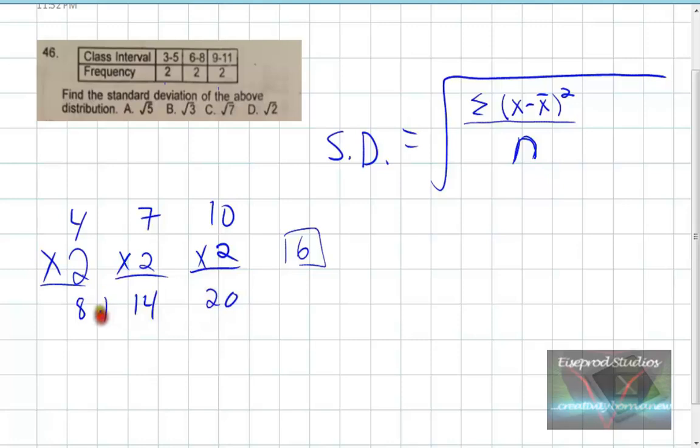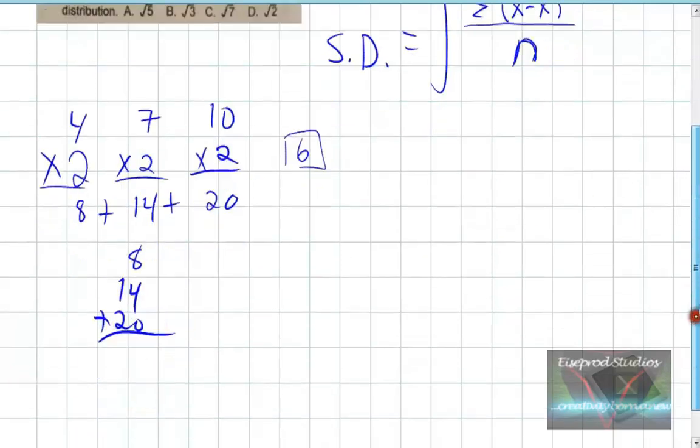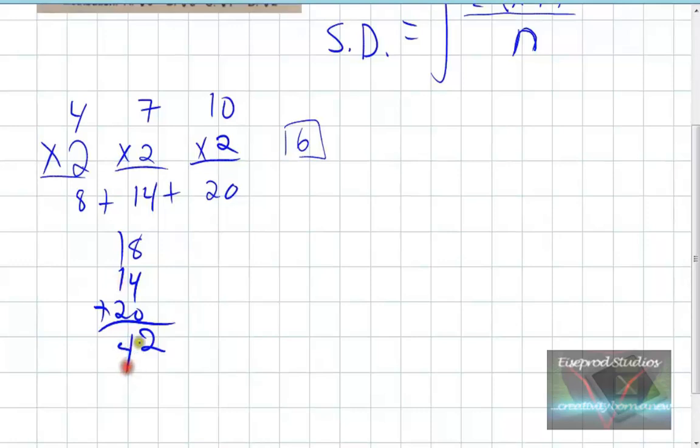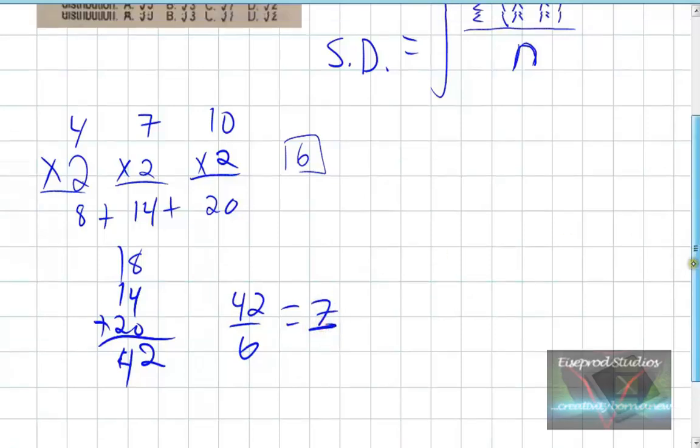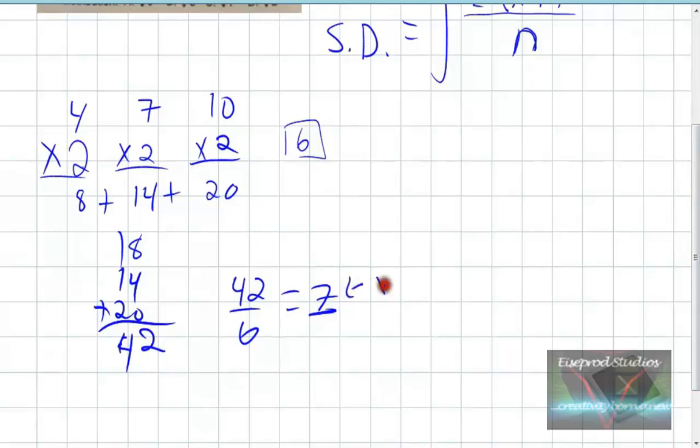When we add all of these up, let's see here, I'll do it step by step. So this would be 42. And then we can take 42 divided by the total number of data points, and this is our average or our mean, 7. So this can also be referred to as x bar.